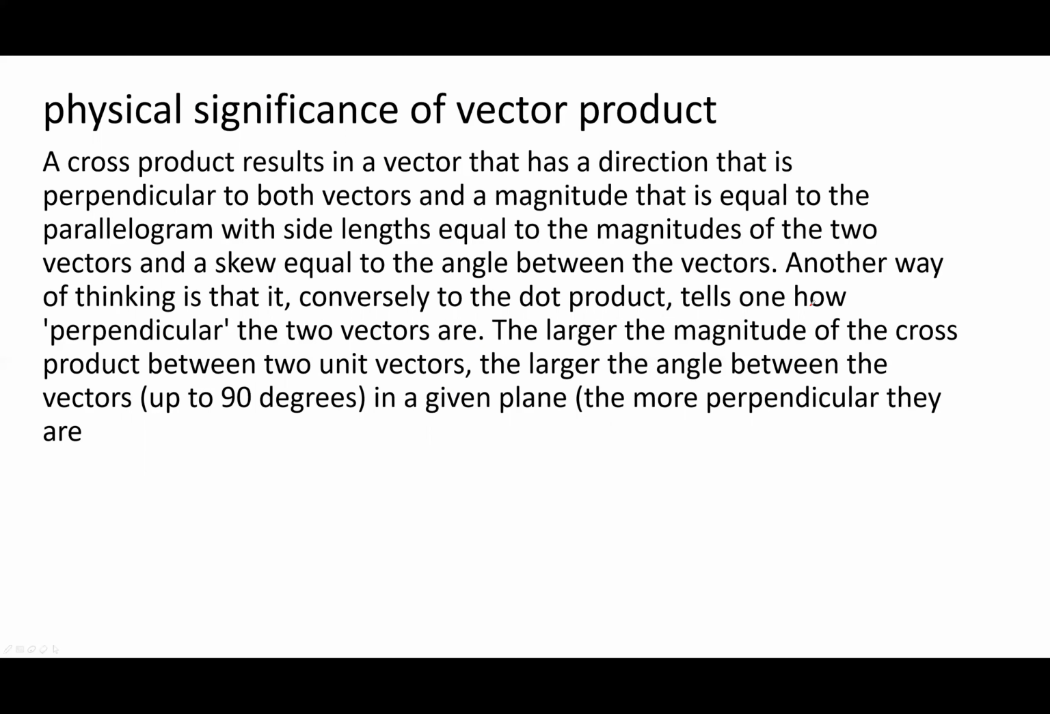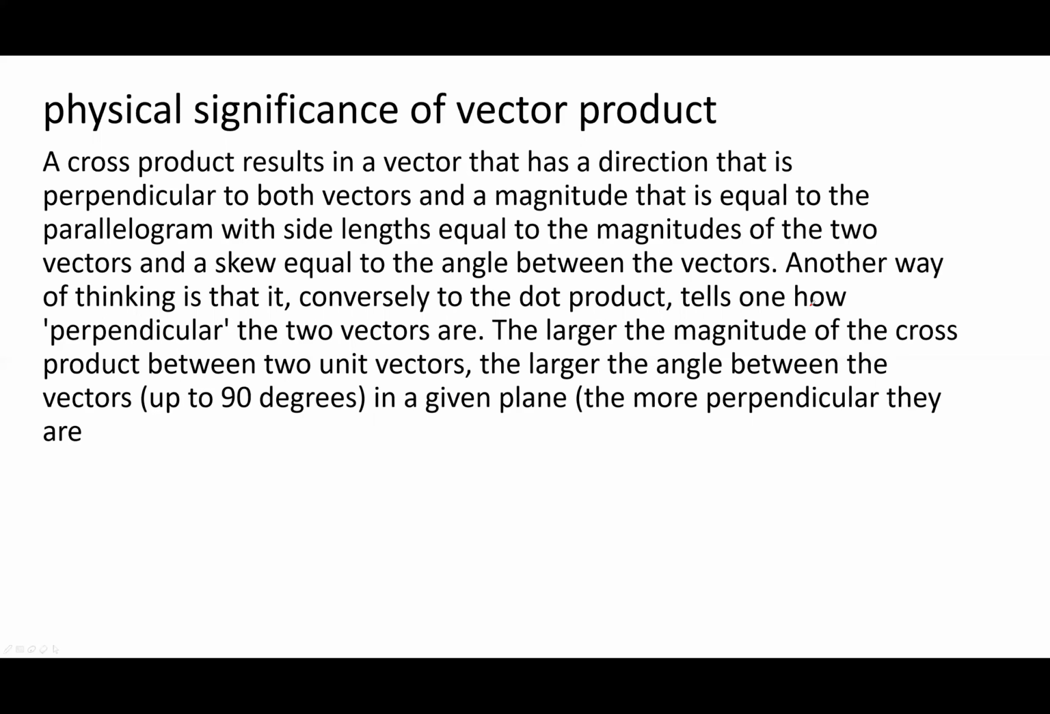A cross product results in a vector that has a direction that is perpendicular to both vectors A and B and a magnitude that is equal to the area of the parallelogram with side lengths equal to the magnitudes of the two vectors and a skew equal to the angle between the vectors.